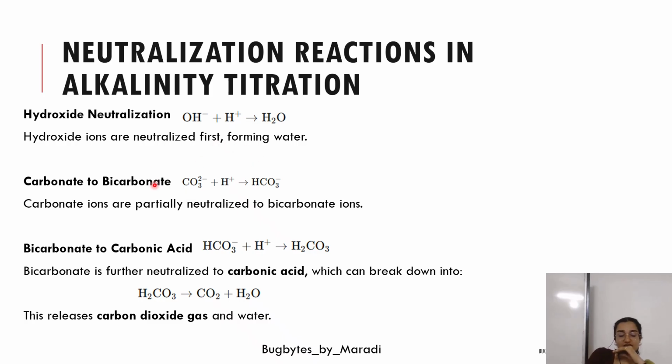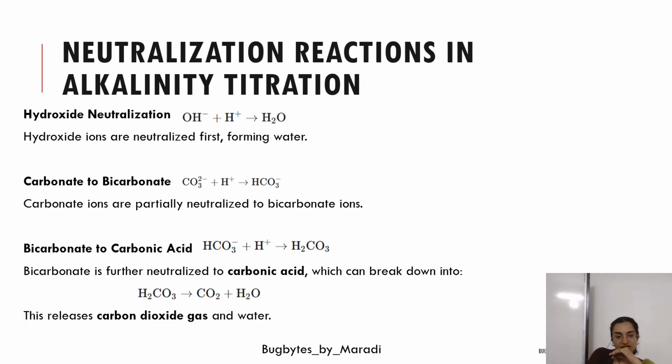This half part of the carbonate is getting converted into bicarbonate at 8.3 pH. Now we have this bicarbonate over here. This bicarbonate will be further reacting with the acid, maybe HCl or sulfuric acid, to form carbonic acid later on. Is it clear for you?